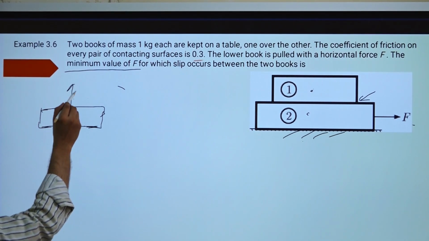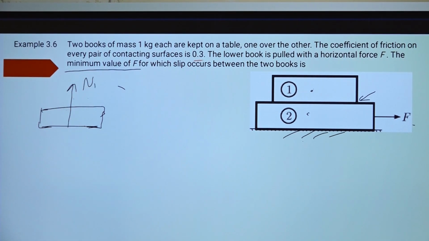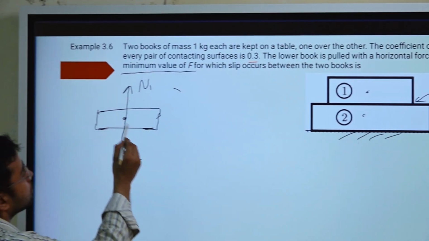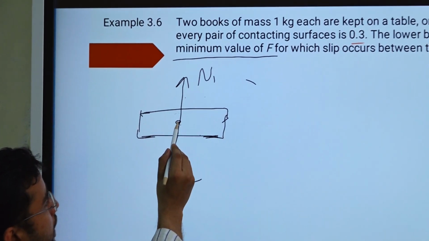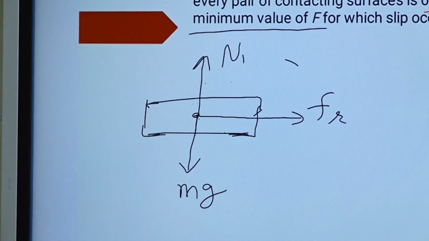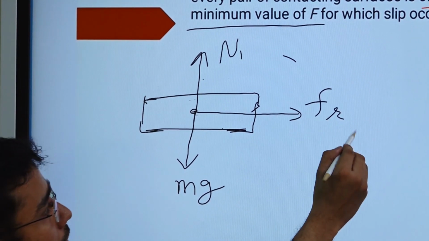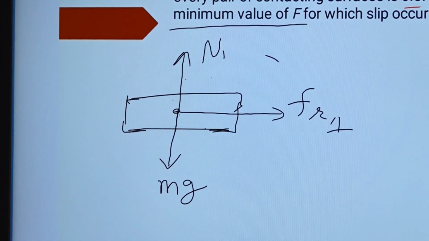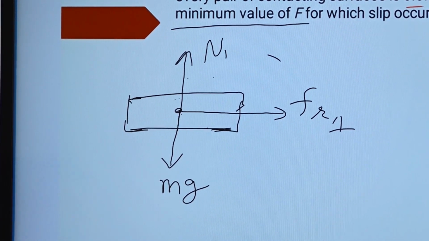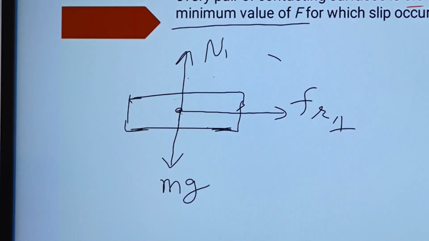So first one is normal N1, we can say, right? Normal force. Other one is mg, weight of the book, and the final, that friction force, suppose it is also acting here, Fr, right? We can say it Fr1, right? So this is the free body diagram of the upper book. Now we have to make free body diagram of lower book.